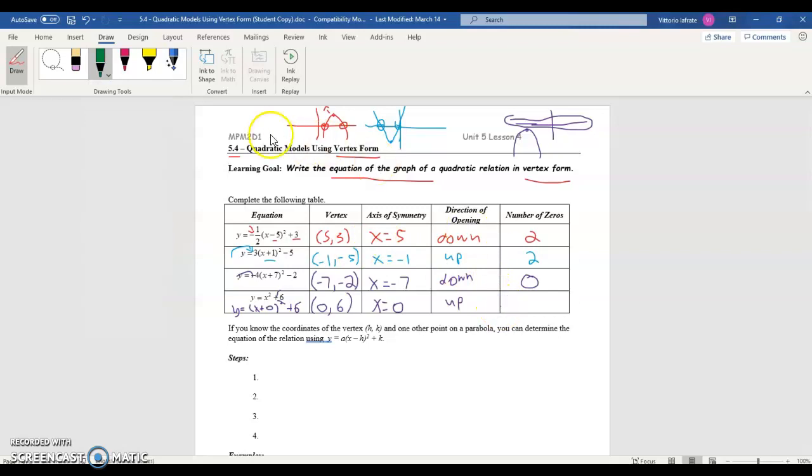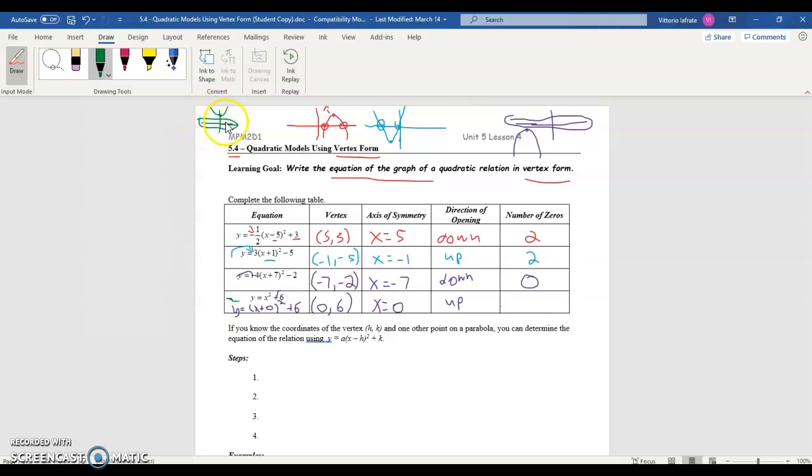How many zeros are there? Well, let's take a look. Let's draw a little graph. This will be in green. Let's put our vertex, 0, 6. So let's just say 0, 6 is over here. This opens from the top. Our vertex is already above the x-axis, and it's opening from the top, so it's going up. It's not going back down. So there's no zeros on the x-axis here.